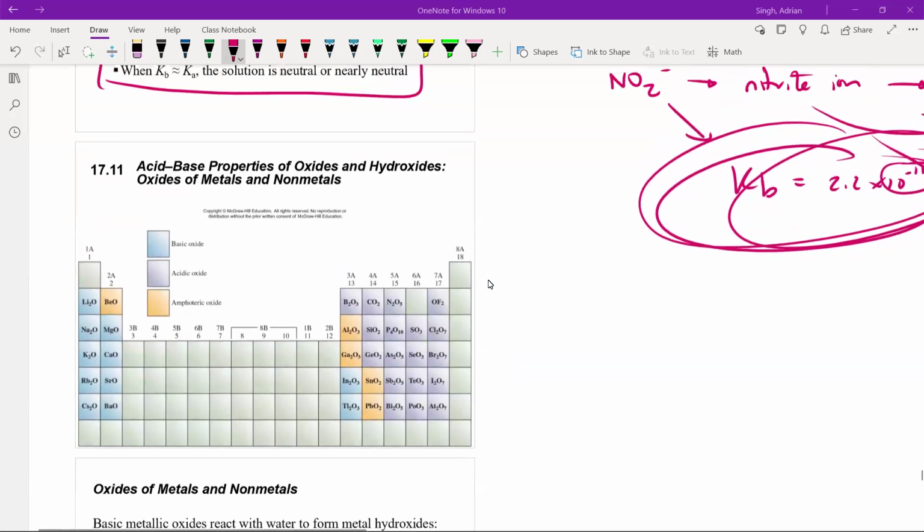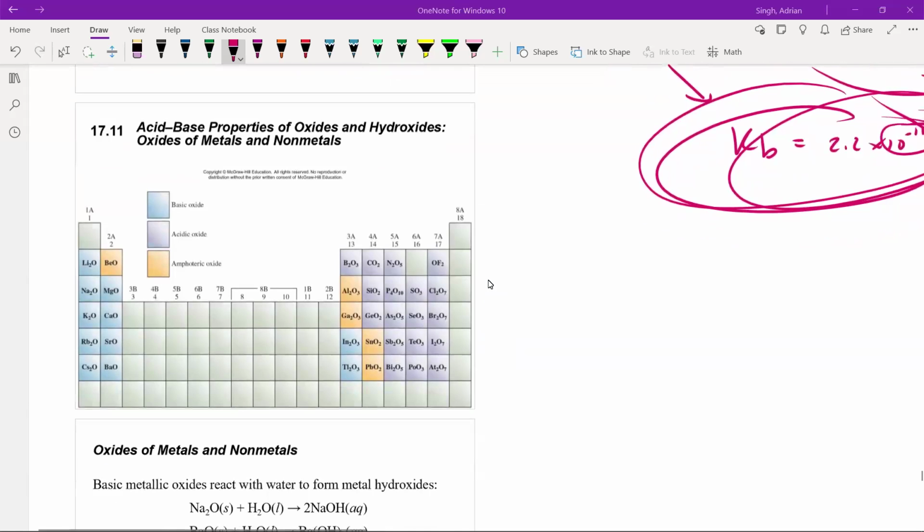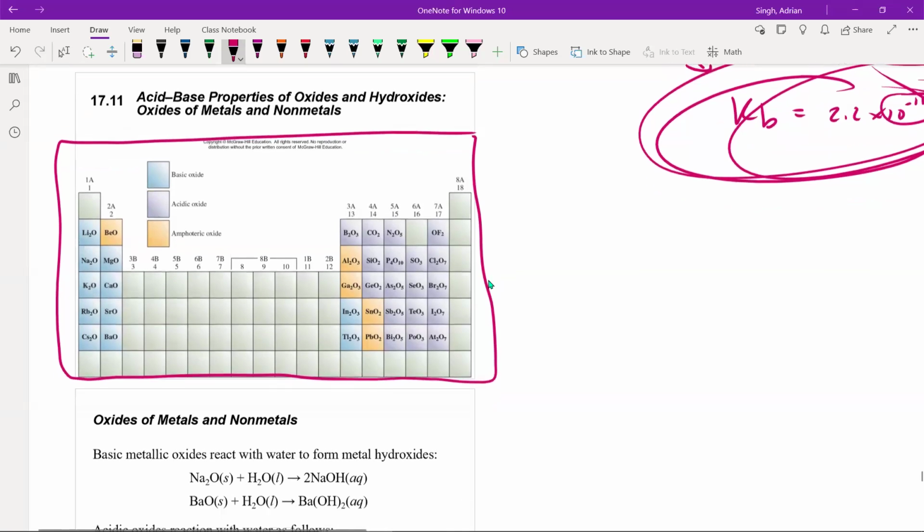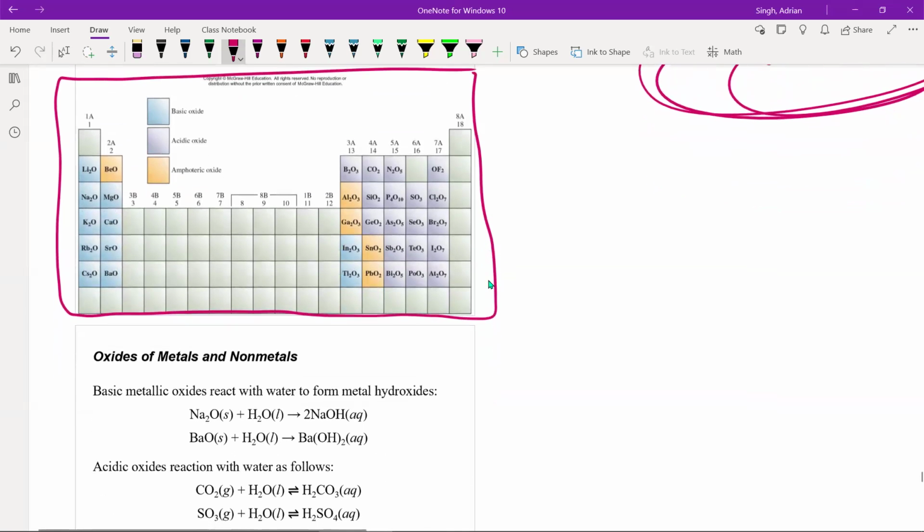All right, so in this section, we're going to take a look at just generally and briefly some of the acid-base properties of both oxides and hydroxides. There's a really good summary here in this periodic table that's slightly edited. It's color-coded based on the acidic, basic, or amphoteric nature of the oxides of both metals, non-metals, and also the metalloids.